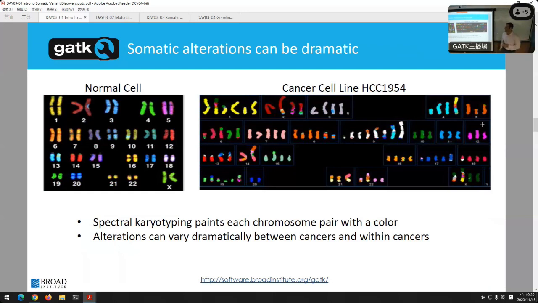So, but in general, the chromosomes are numbered based on their size. So 1 is about 10%. Chromosome 1 is 10% of the genome. And Y is tiny, tiny, tiny, tiny. But now look at the cancer cell line.